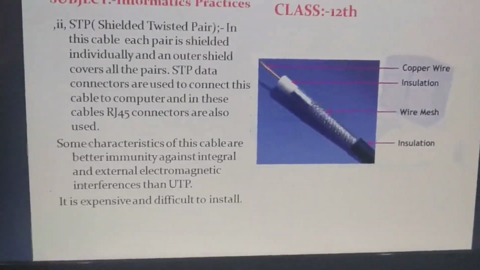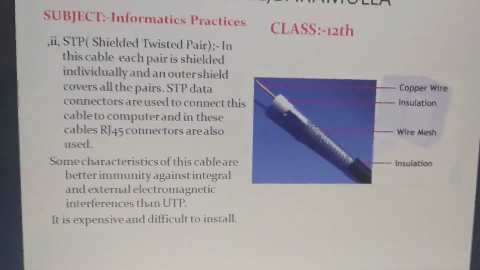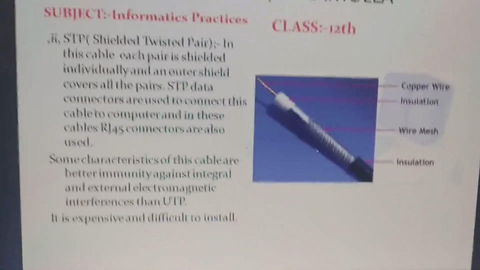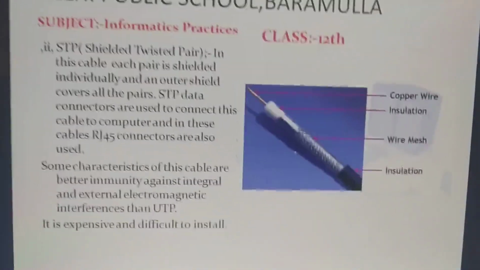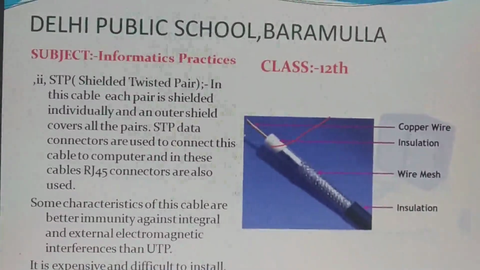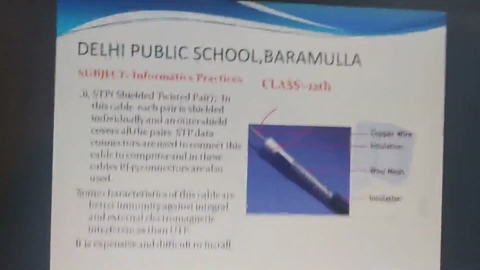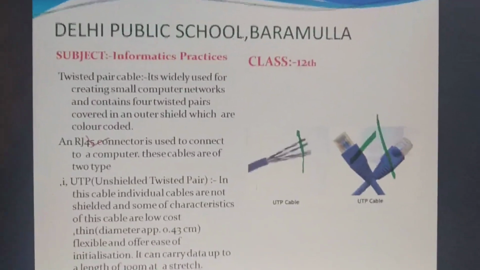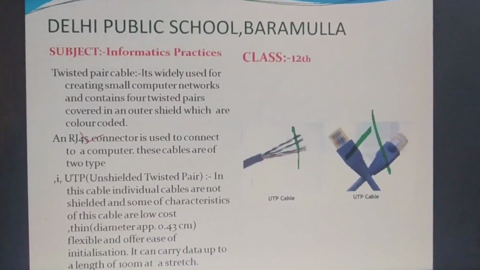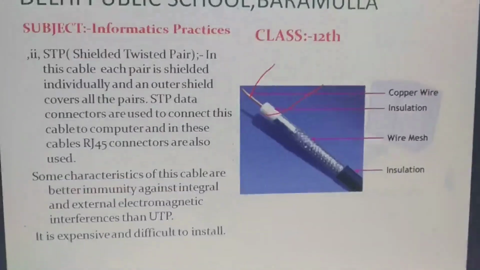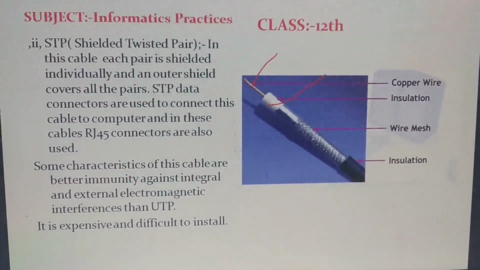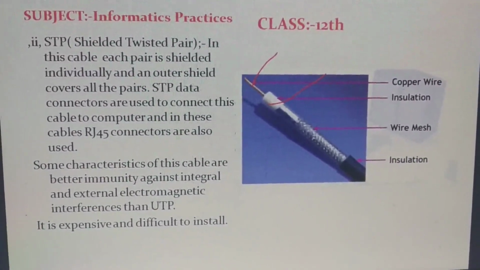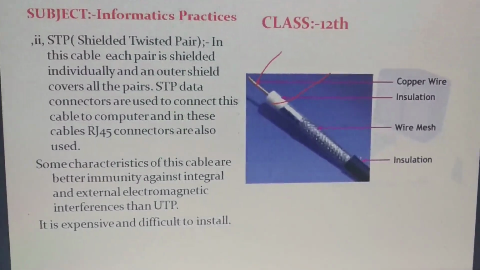Now going to shielded twisted pair. First we will see the structure of this cable. You are seeing copper wire in the center, then there is insulation, some type of material which is used as insulator. This is insulation, this is copper wire, and then there is a wire mesh which covers this cable, and then there is insulation.